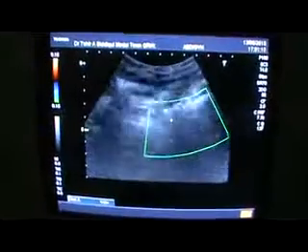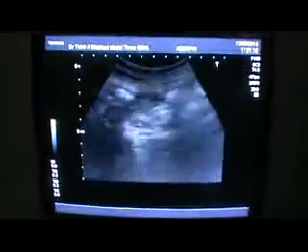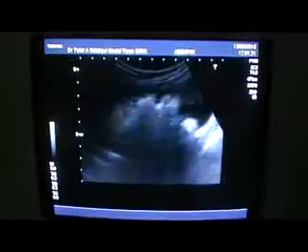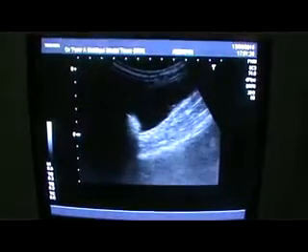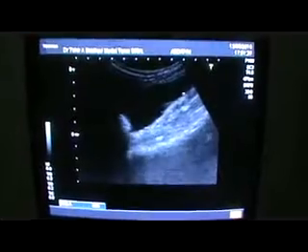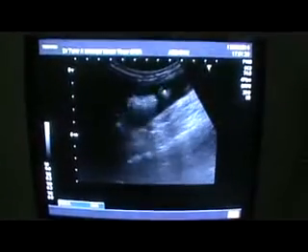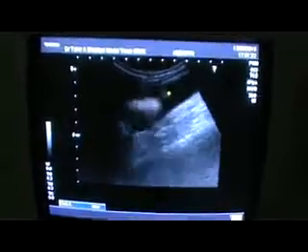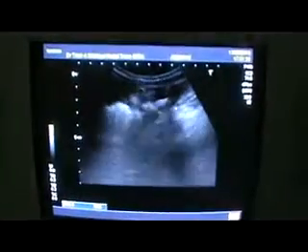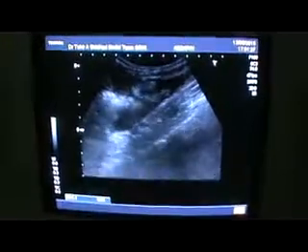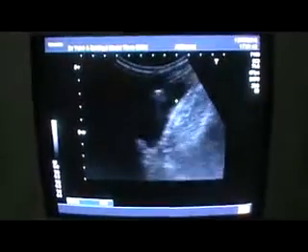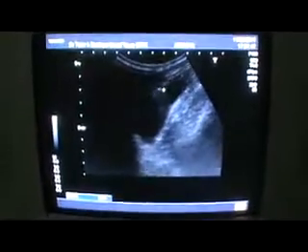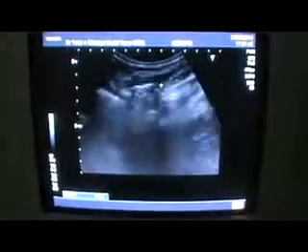As I move upwards we see fluid in the right paracolic gutter. This is the right paracolic gutter. These are the bowels floating within it, and see, this is the iliopsoas muscle, and clearly fluid is seen with floating bowel segments within it.